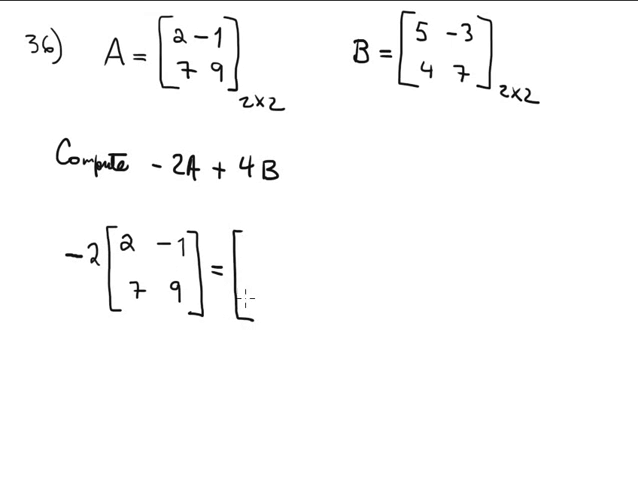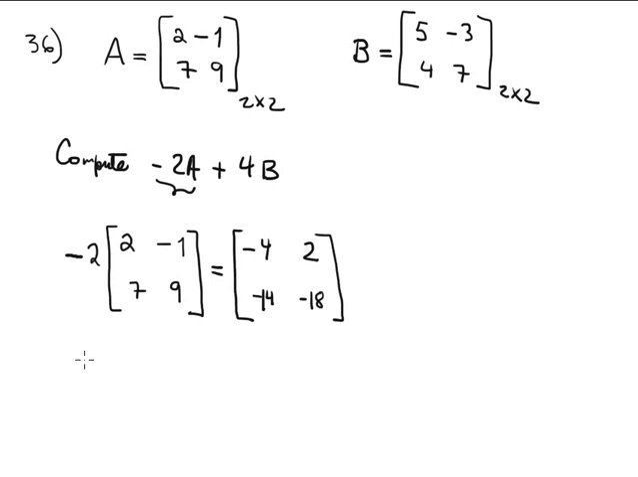So it is negative 4 because it's negative 2 times positive 2. Negative 2 times positive 1 is negative 2. Negative 2 times negative 1 is positive 2. Negative 2 times 7 is negative 14. And negative 2 times 9 is negative 18. Okay, and we compute this part, minus 2A.